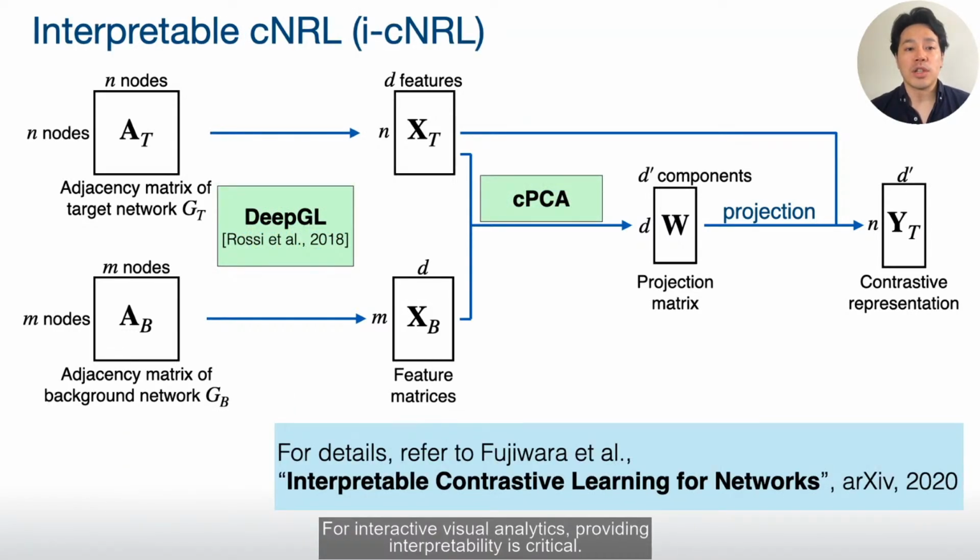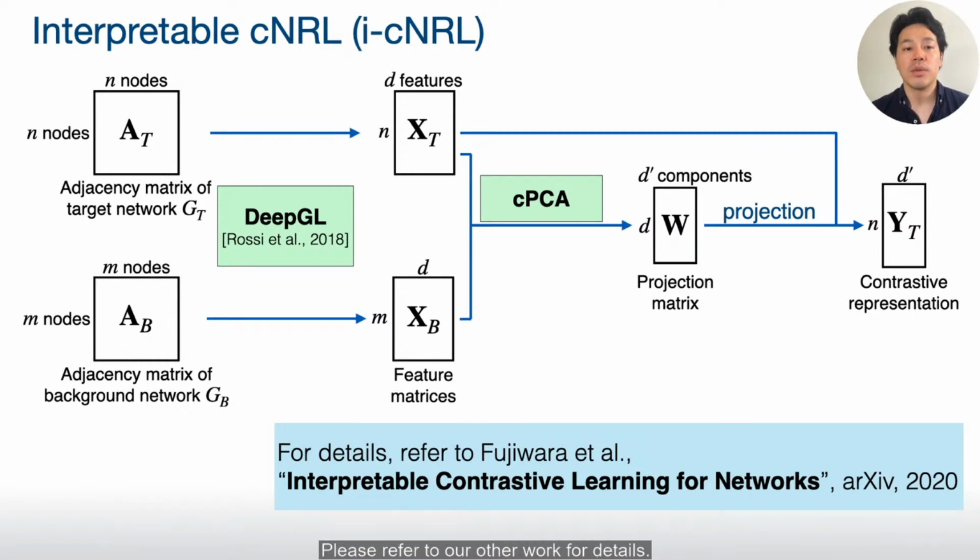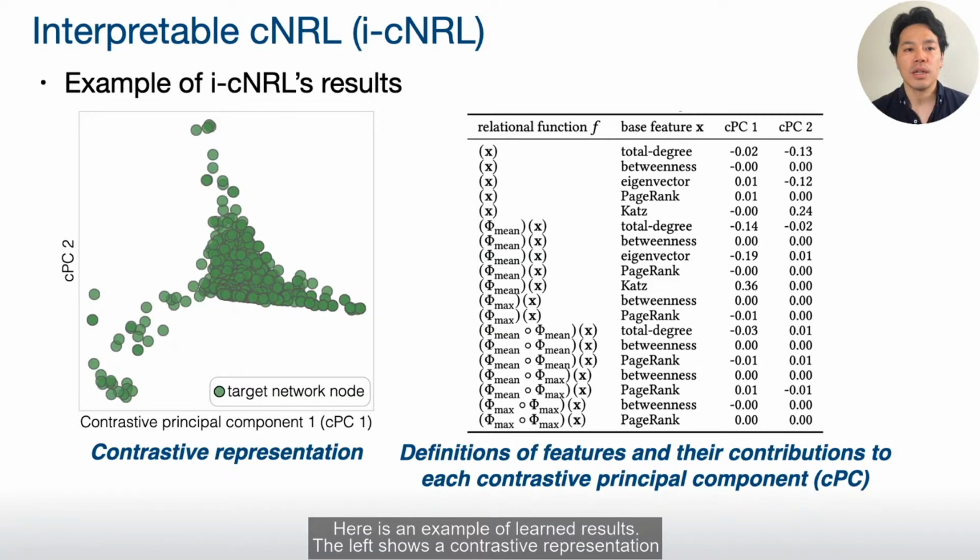For interactive visual analytics, providing interpretability is critical. Thus, we employ an interpretable version of contrastive network representation learning, which uses LeapGL and contrastive PCA as learning methods. Please refer to our other work for details. Here is an example of a result. The left shows a contrastive representation, and the right shows the information required to interpret the contrastive representations, which includes definitions of features and features' contributions to each component.